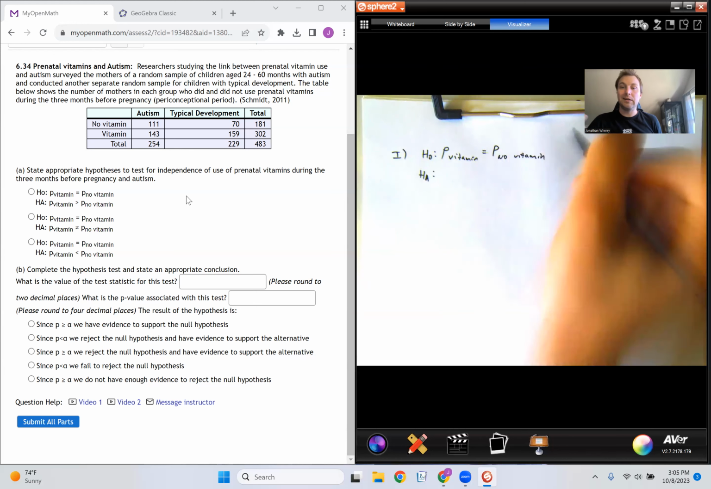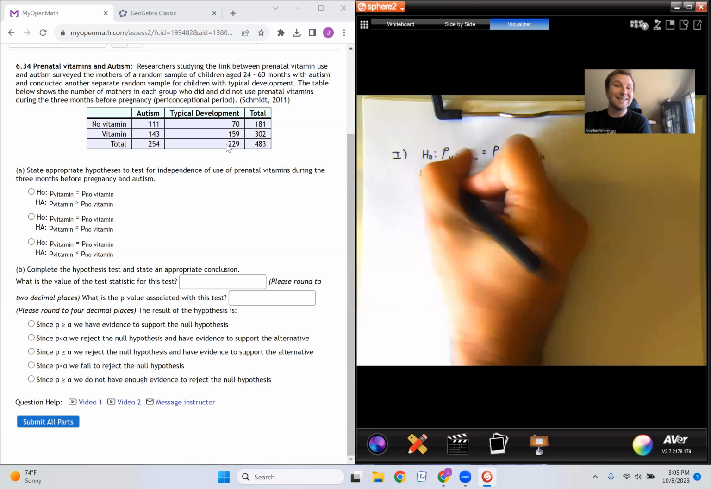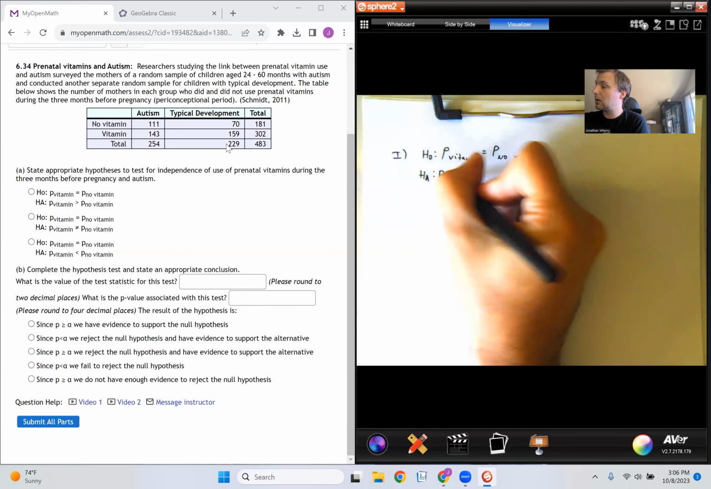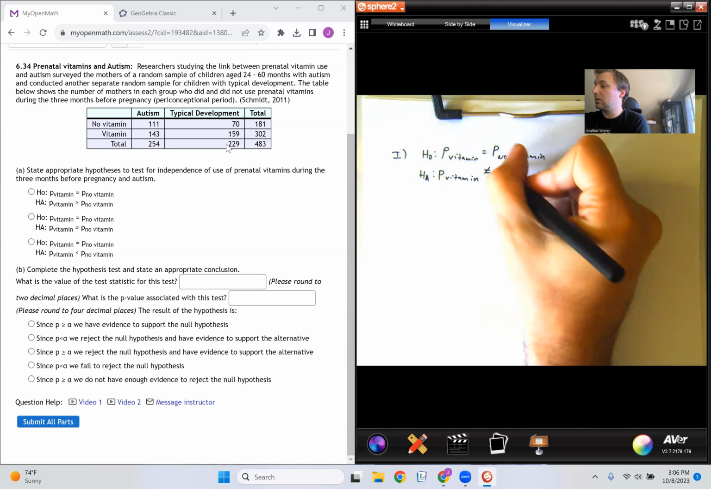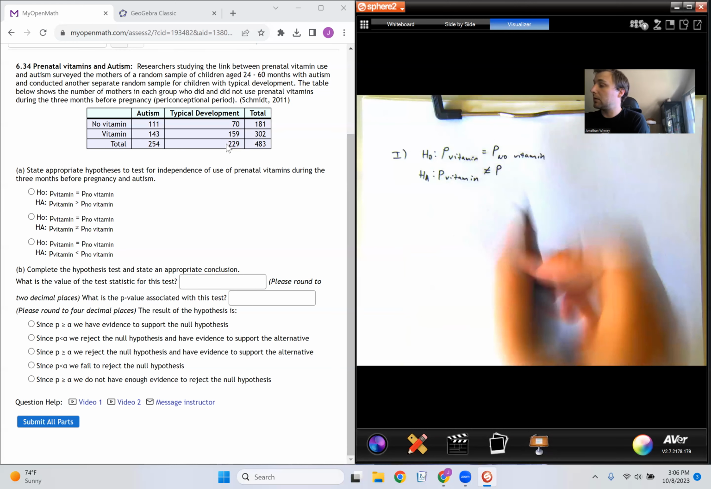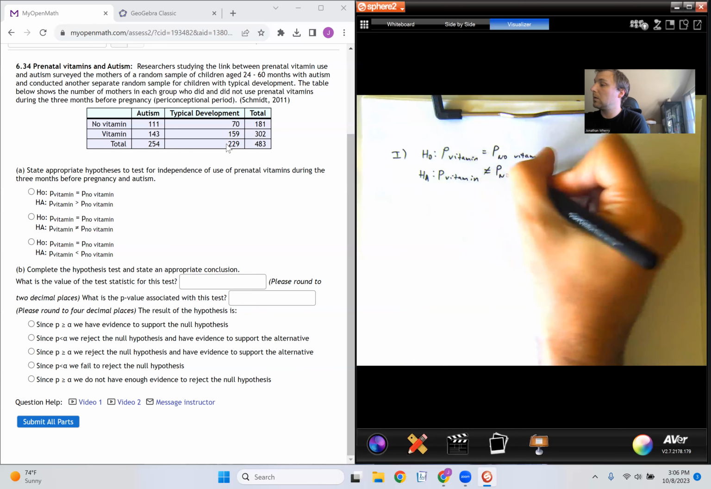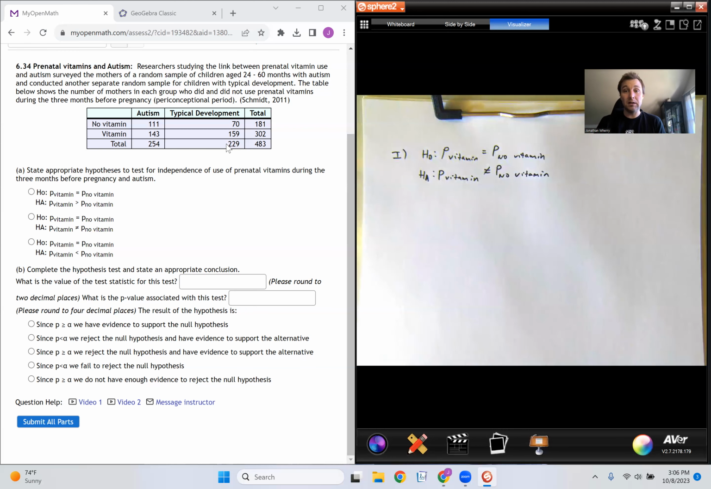In particular, I'm wondering if taking these prenatal vitamins has some sort of a relationship. So that's not a causal relationship, but some sort of a relationship between. So there's correlation, but not causation. And the alternative is that there no relationship. Alternative, there is a relationship. Won't tell us exactly what that relationship is, but it'll tell us there's something going on.